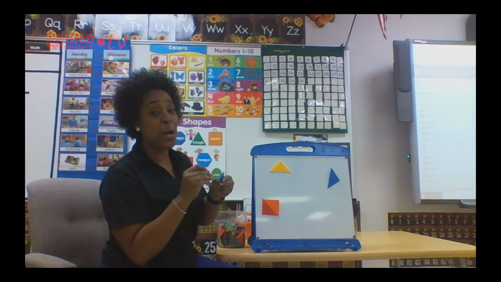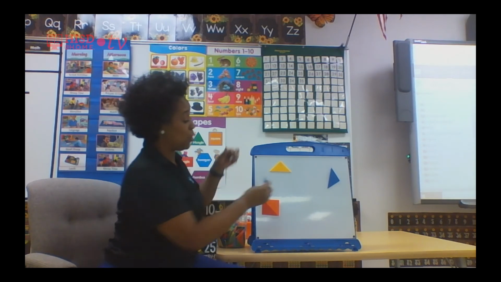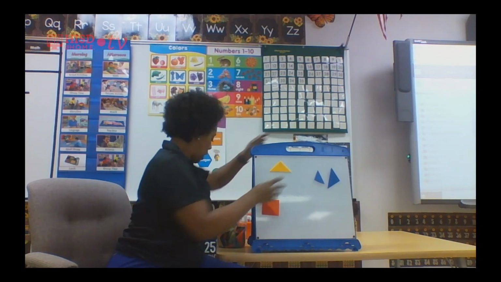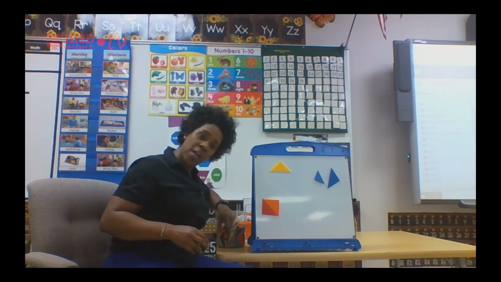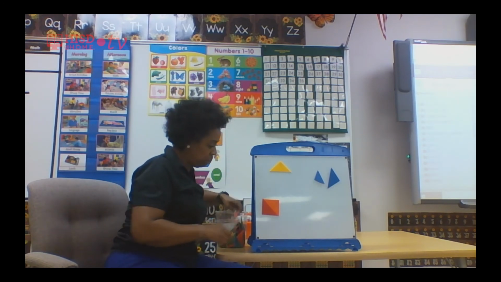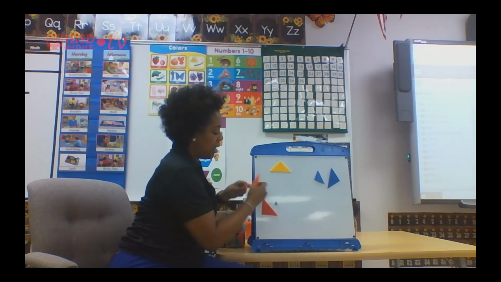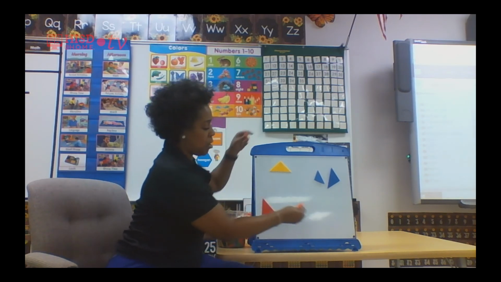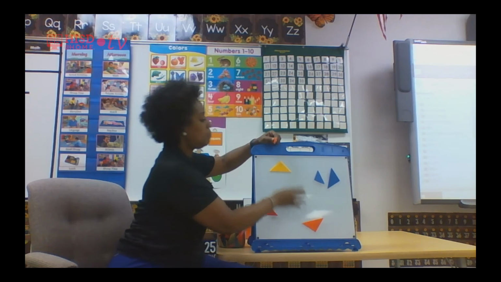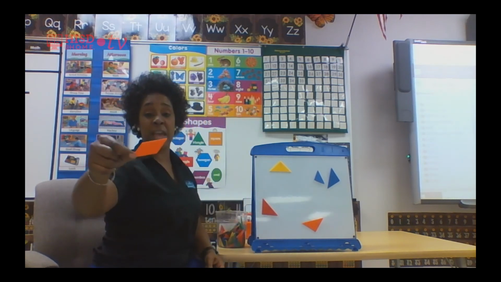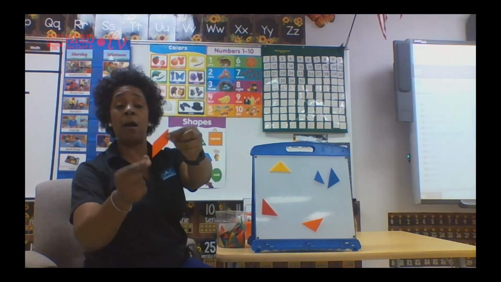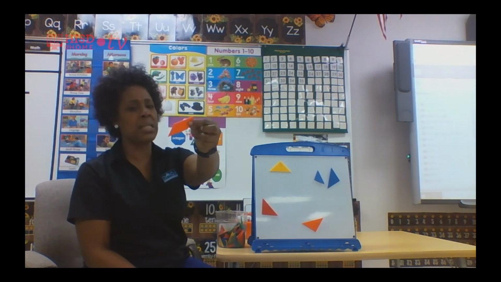Blue goes with blue. Yes, blue goes with blue. All right, now I'm going to get another color out. Let's see what I got. Let's separate the orange. Let's put the orange right there. Look at that shape right there. It looks like a rhombus. Yes, it looks like a rhombus.